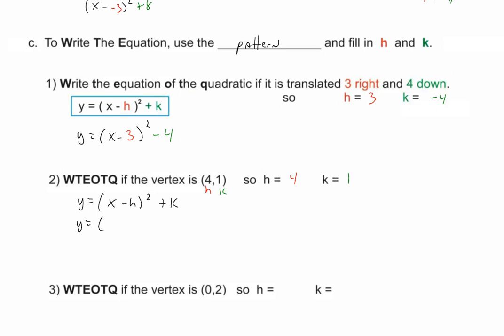So now we'll just go in and fill in our h and k. H was a 4, and our k was a positive 1. And we've written the equation of the quadratic.